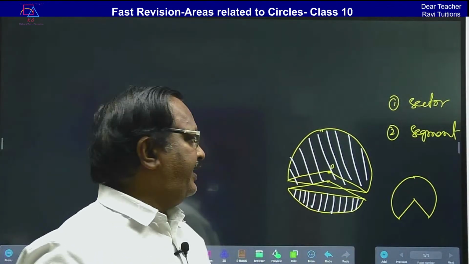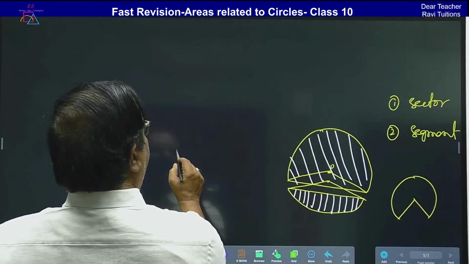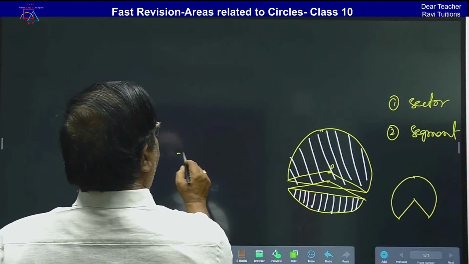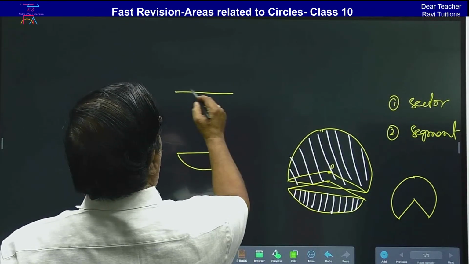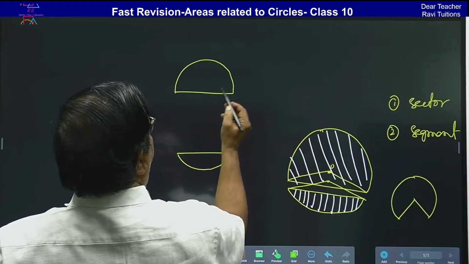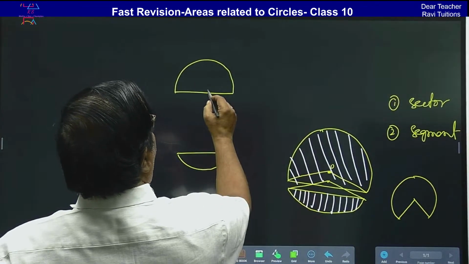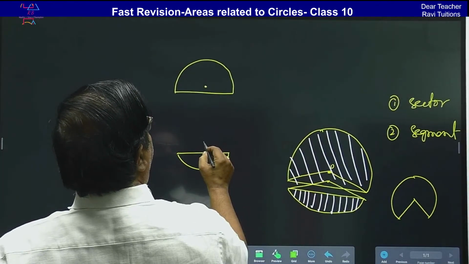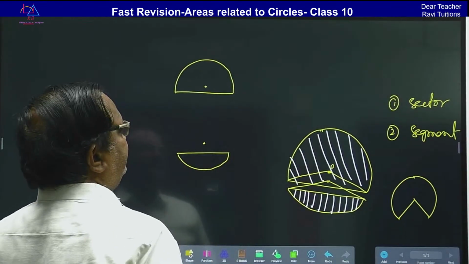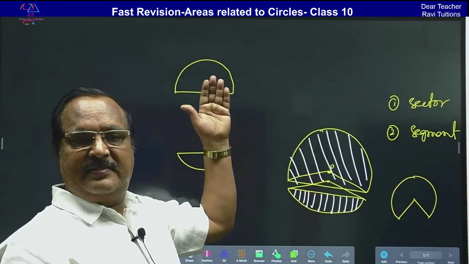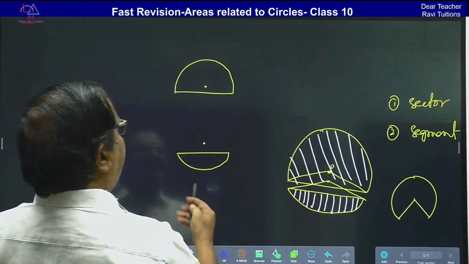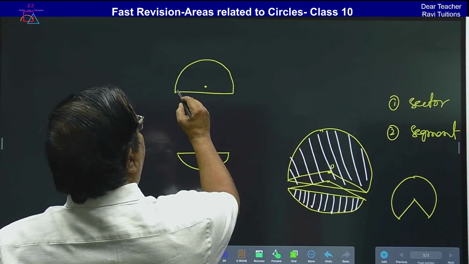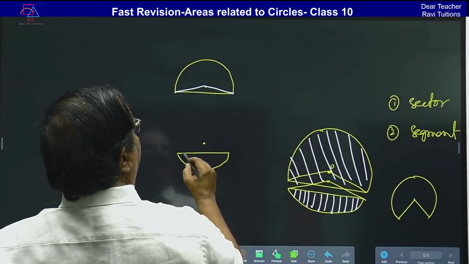I will draw the minor segment here. This is the minor segment and this is the major segment. So for the major segment its center is inside, and for the minor segment the center is outside. With this you will be forming a triangle.